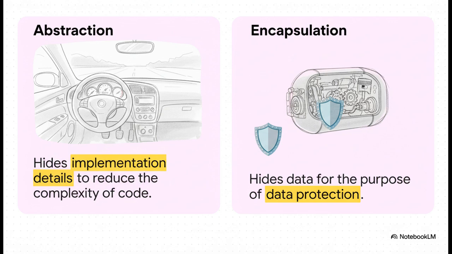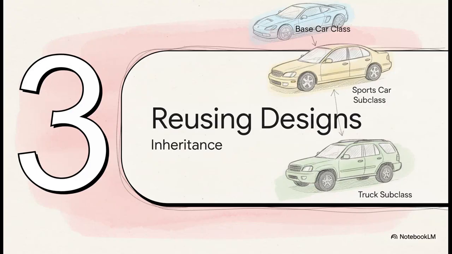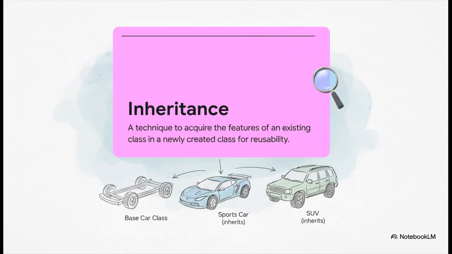One's for simplicity, the other's for safety. Okay, so this next idea brings us to one of the biggest, most powerful advantages of OOP. I mean, once you've gone through all the trouble of designing a really great blueprint, you shouldn't have to start from scratch every single time you want to make a slightly different version. And with OOP, you absolutely don't have to. This is where inheritance comes in, and it's a huge deal.